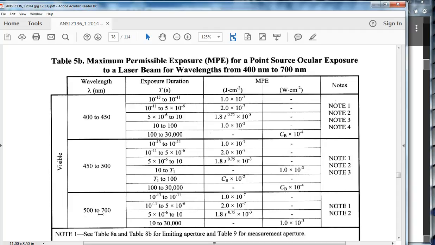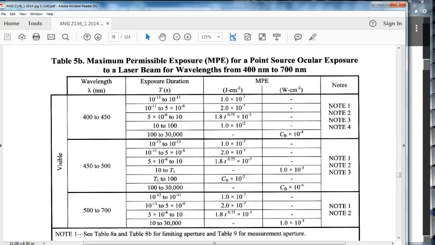We're going to look down in here, 500 to 700 nanometers. You'll notice that from 10 picoseconds to 5 microseconds, the MPE is the same. It's 2 times 10 to the minus 7th joules per square centimeter. So you see, we could use 20 nanoseconds, we could use 1 nanosecond, we could use 2 microseconds, and it won't matter. The MPE is constant over a huge range. So what we'll do for this analysis is we'll just throw 20 nanoseconds in there.